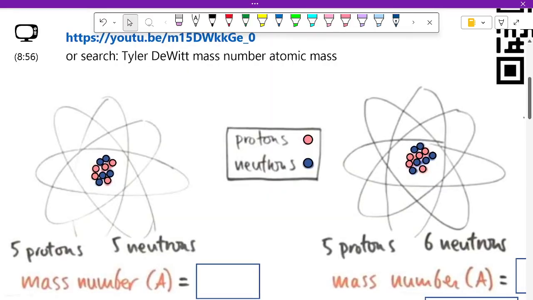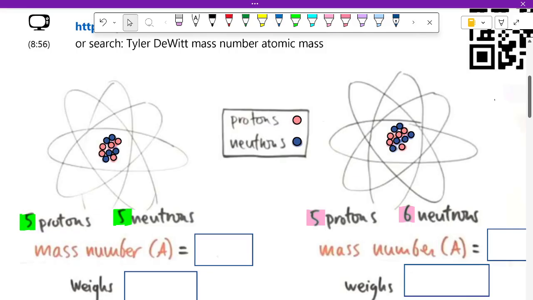We have one of them has 5 protons and 5 neutrons. So we have a 5 and a 5. 5 protons, 5 neutrons. The one on the right has 5 protons and 6 neutrons. So, for each of these, what would be the mass number? Do you remember how to find mass number?